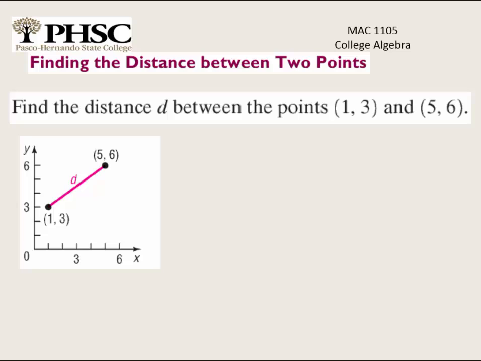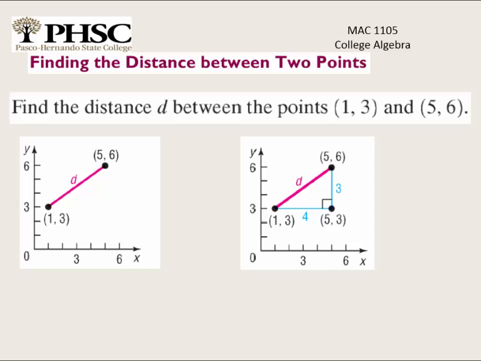So here we have the first example. We're going to find the distance d between the points 1, 3, and 5, 6. So here we can see in the graph the point 1, 3, and then 5, 6. So we're going to go ahead and find that distance. One way to do it is to draw out a right triangle. And using a right triangle, we can use the a squared plus b squared equals c squared formula. So in this case, d squared is going to be 4 squared plus 3 squared, which is equal to 16 plus 9, which is 25.